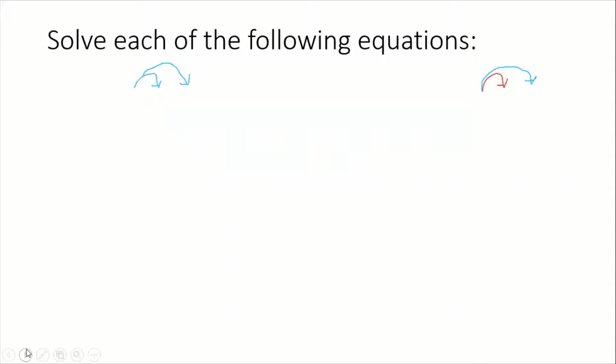So example 1, we are given 2 times 3x minus 5 equal 8. How would you go about solving a question like this? We'll solve a question like this by first removing the bracket. How can we remove the bracket? By applying the distributive law, right?